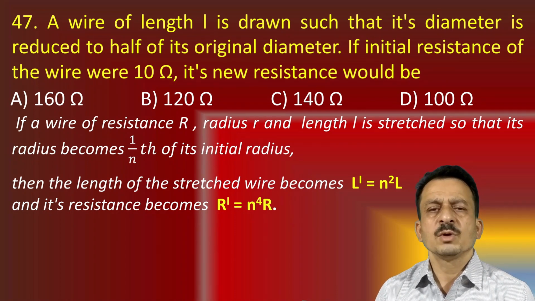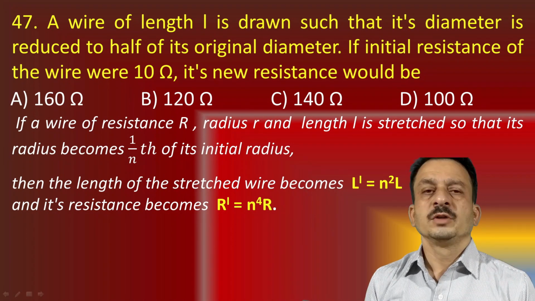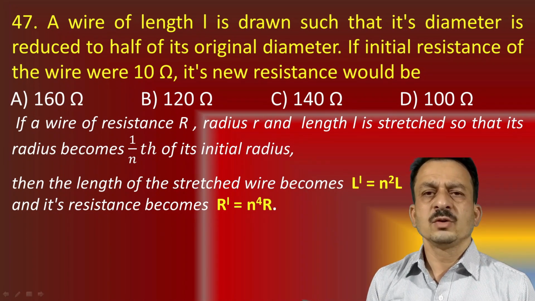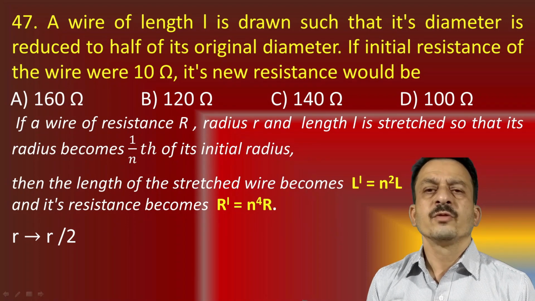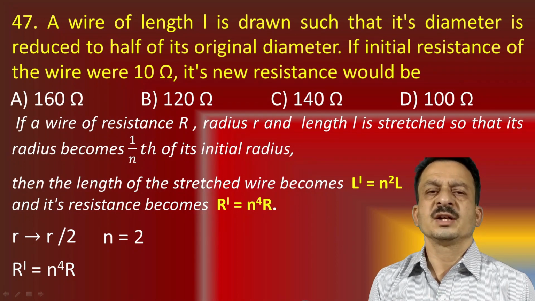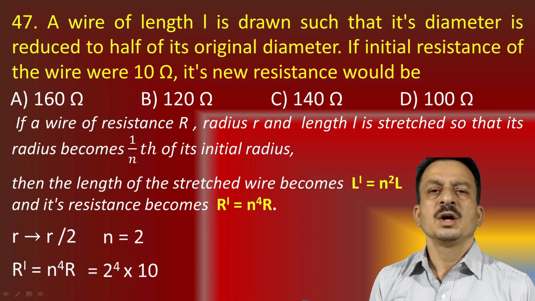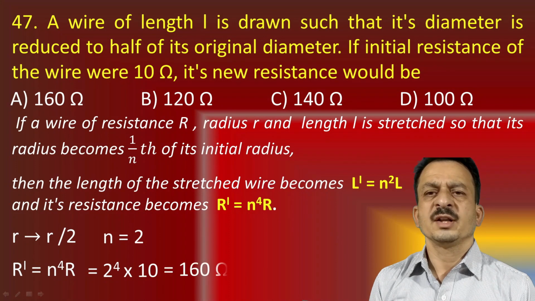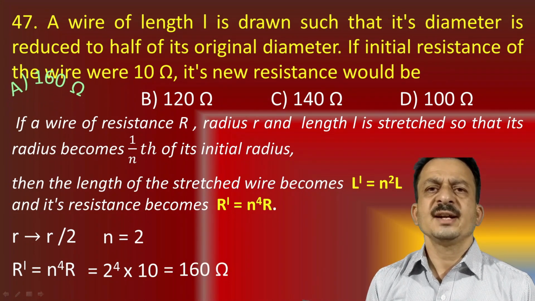Since here in the problem the diameter is reduced to half, therefore radius r is reduced to r by 2, therefore n is equal to 2. Therefore the resistance R dash is equal to n to the power of 4 times R, that is 2 to the power of 4 into R, which is 10 given. Therefore the answer is 160 ohms. A is the right answer here.